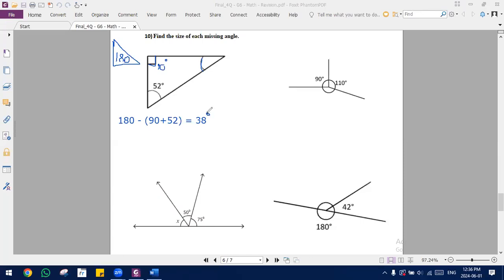Now in the next shape on the right, here we have a circle. For this question, we said that we need to memorize that a circle is 360 degrees. So here we have 110, and here we have 90. Together they make 200. So what is left from 360? 360 minus 200 is 160.